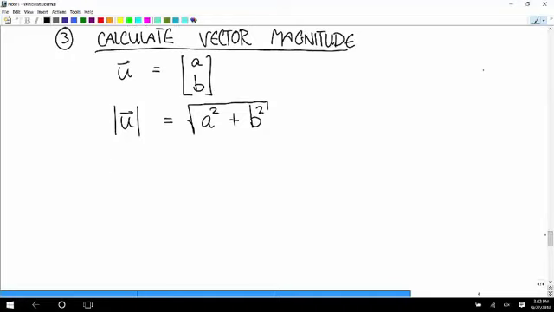It really is the Pythagorean theorem that we're talking about here, because if you want to know the length of this vector, given that its components are A and B, that's a right triangle, and the length of the vector itself then is this.